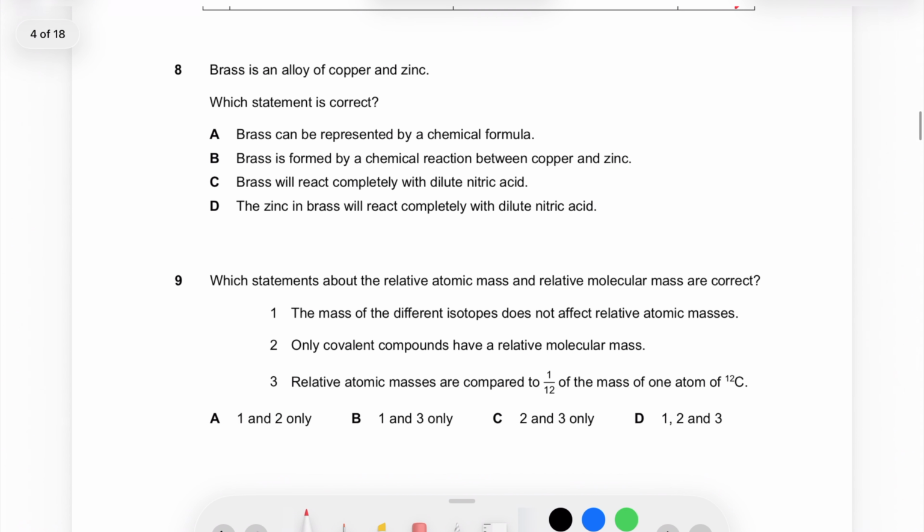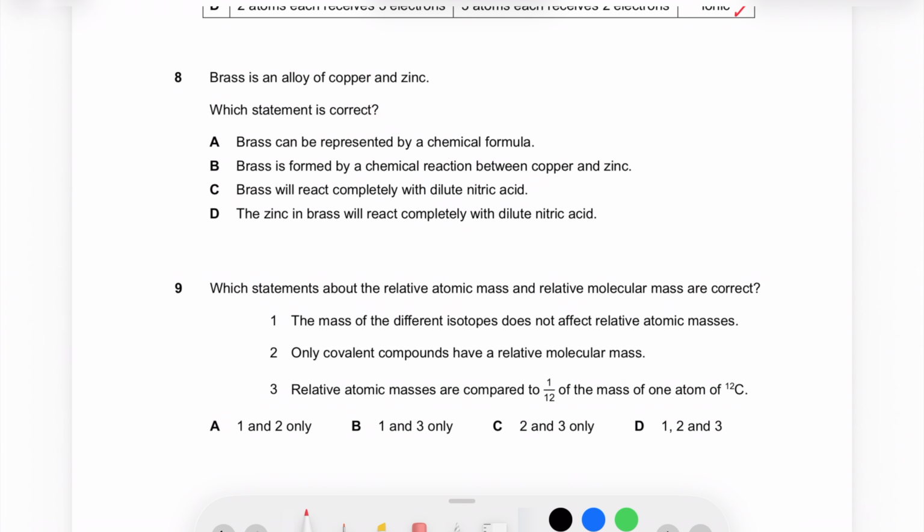Moving on. Okay, brass is an alloy of copper and zinc. So take note, it's an alloy. So basically, it's like a mixture. So which statement is correct? Okay, brass can be represented by a chemical formula is wrong. Okay, a mixture has no formula. Brass is formed by chemical reaction, so no, there's no chemical reaction at all. Okay, it's just a mixture, like a physical one.